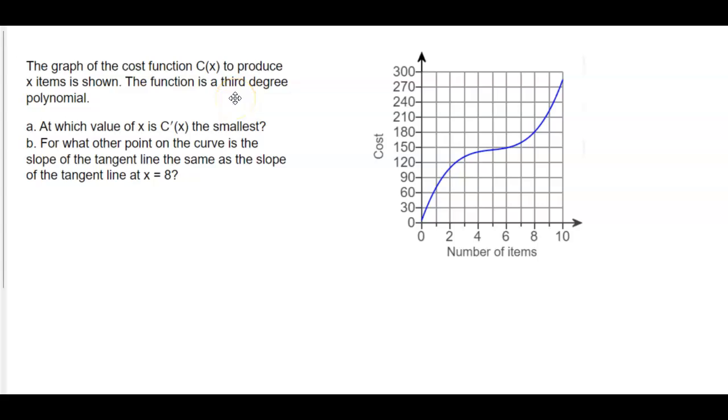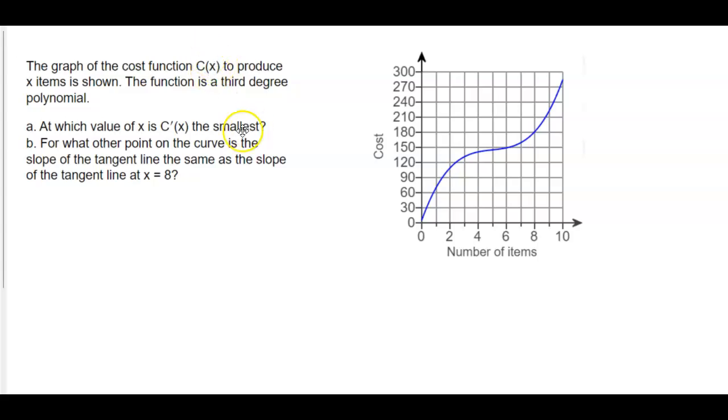This problem gives us the graph of a cost function to produce x items, and it tells us that the function is a third-degree polynomial. So part A asks for at which value of x is c prime of x, the derivative, the smallest.